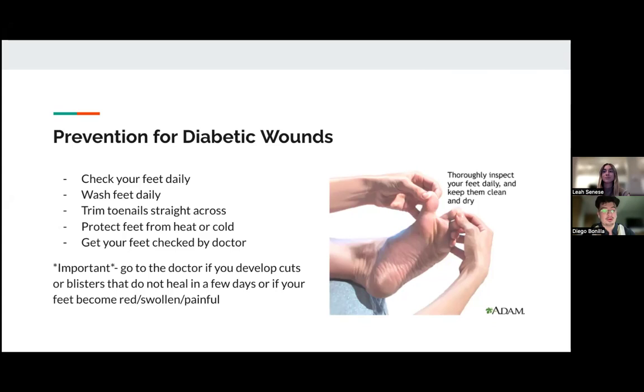It is important to go to the doctor if you do develop cuts or blisters that do not heal in a few days, because you don't want an infection to develop. And if your feet become red, swollen, or painful, this can mean that you have an infection present, and you should go see your doctor.